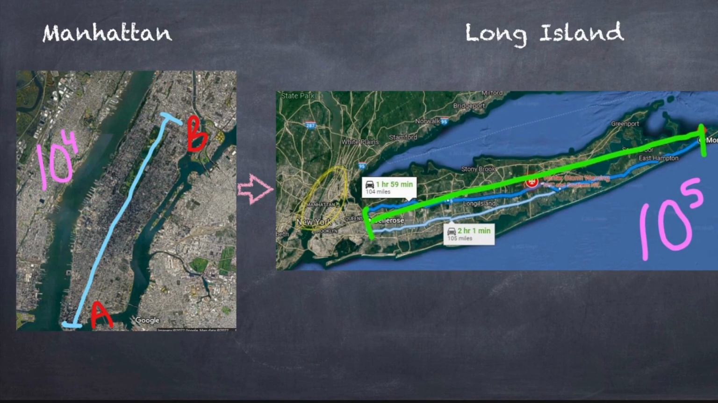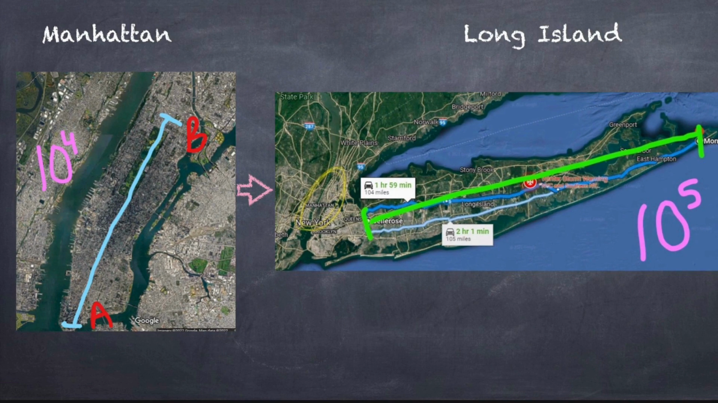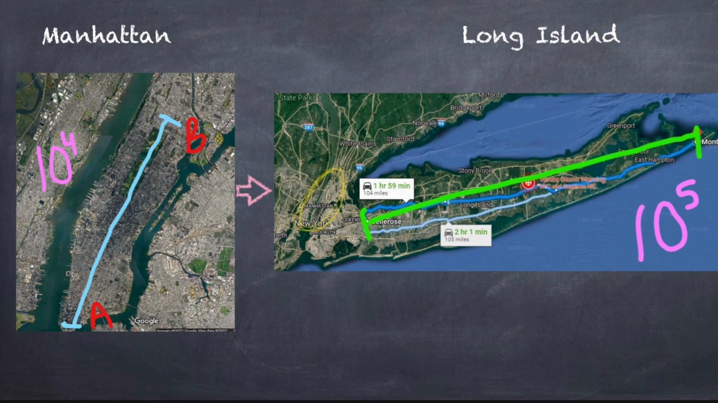Going onwards, on the left side you see a picture of Manhattan. And point A is actually Battery Park, and point B is Harlem. So the distance from point A to point B is 10 to the power of 4, which is actually 10 times more bigger than George Washington Bridge.